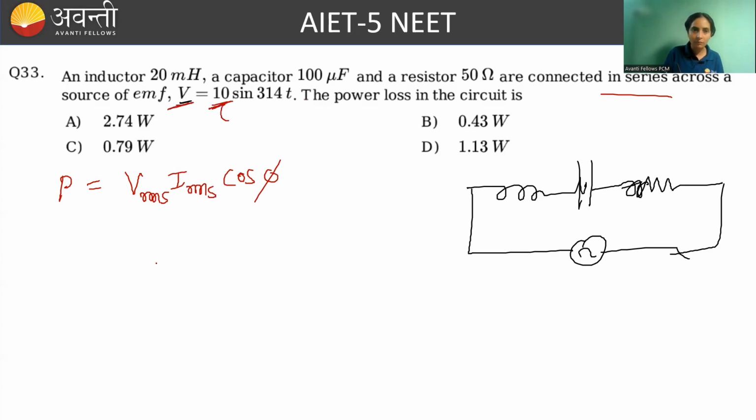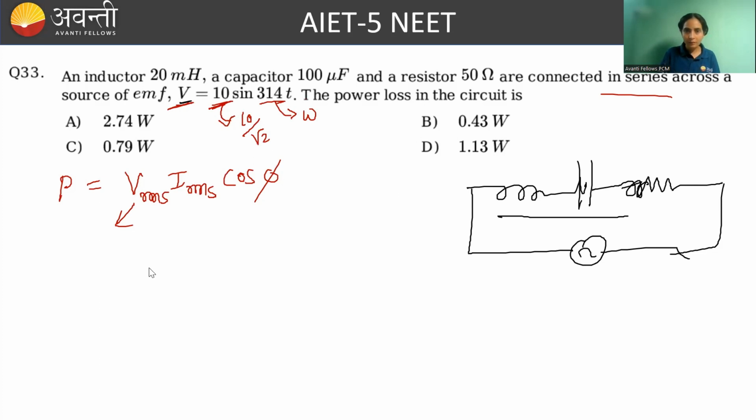So this is V naught. VRMS will become equal to how much? 10 by root 2, and this is omega. So VRMS is known. IRMS is not known. How will we find that out? That's the only thing you need to calculate here.